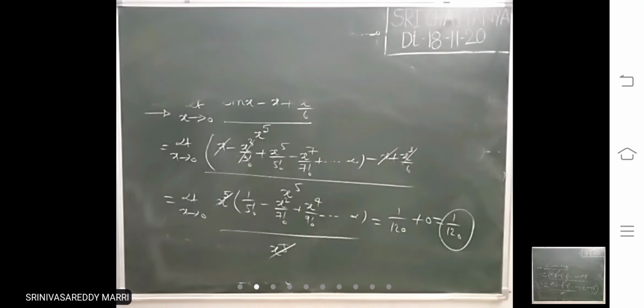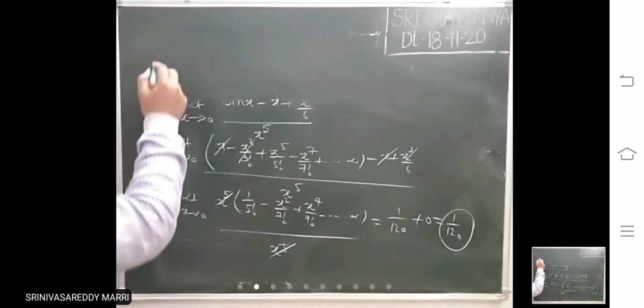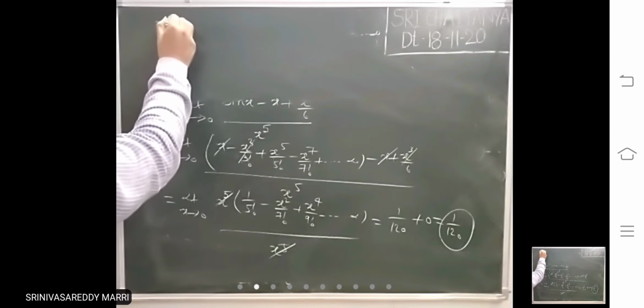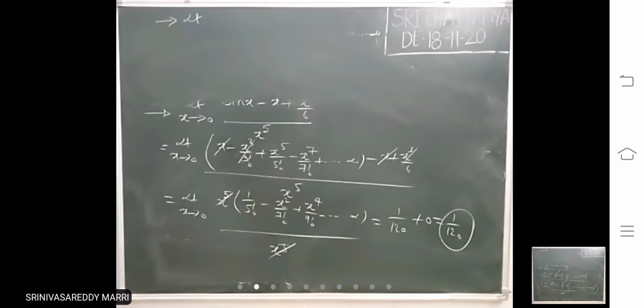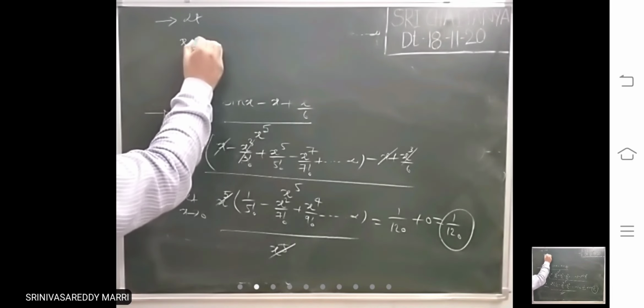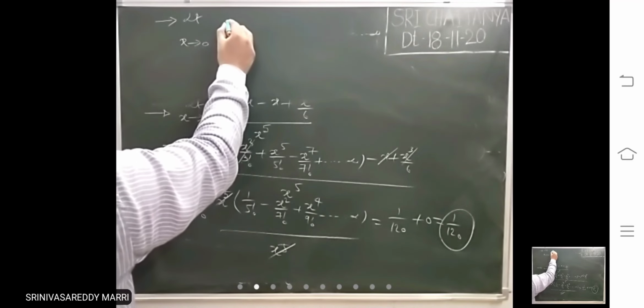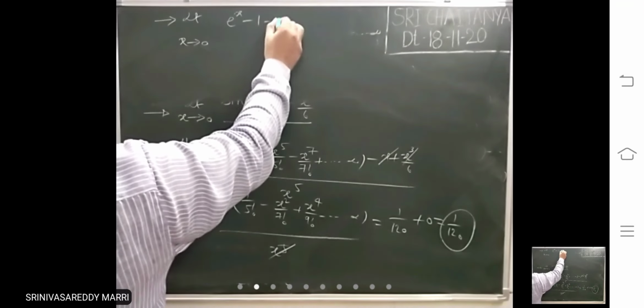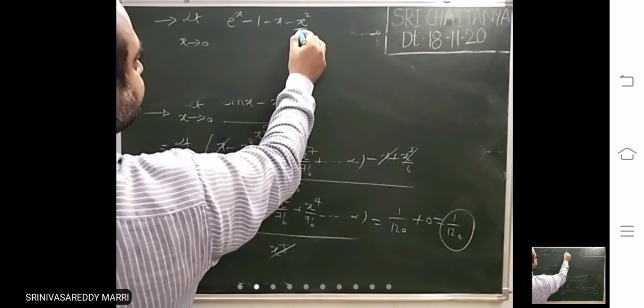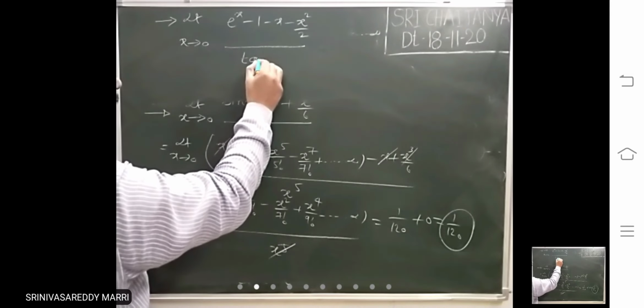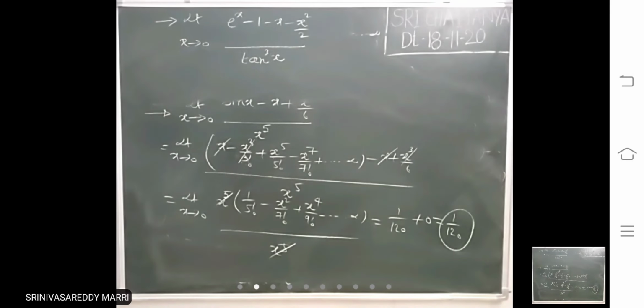Suppose you take another example. Limit x tends to 0, e power x minus 1 minus x divided by 2, divided by tan cube x. Let us take this one.